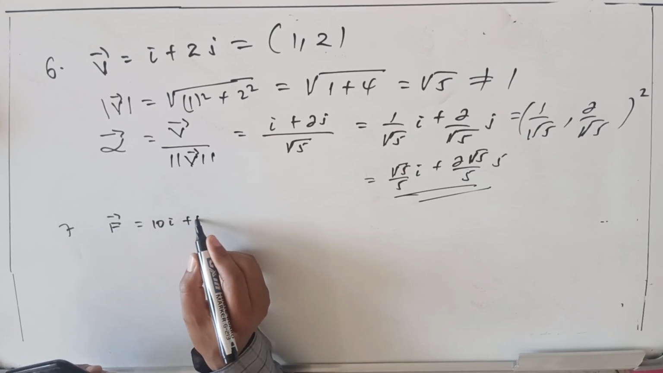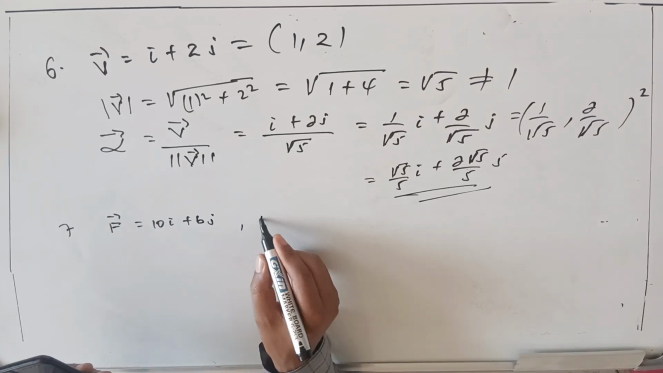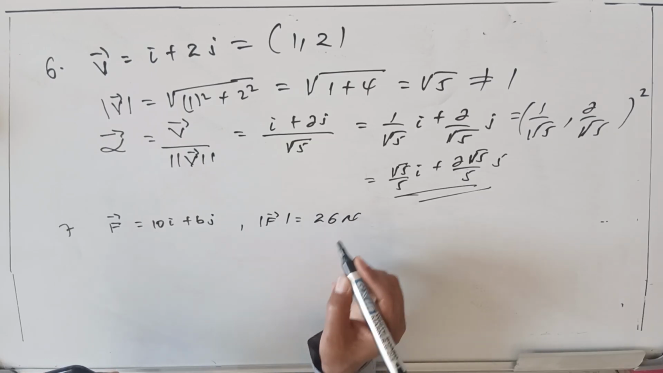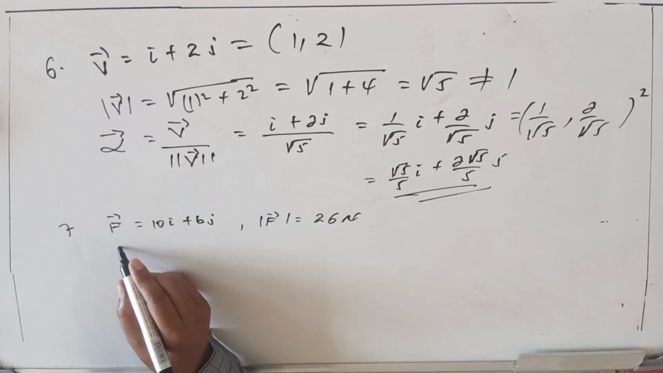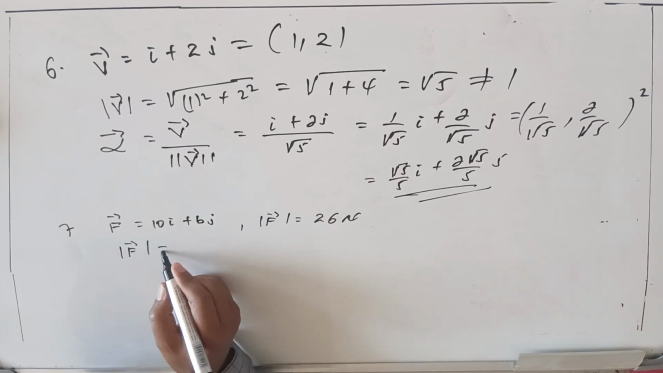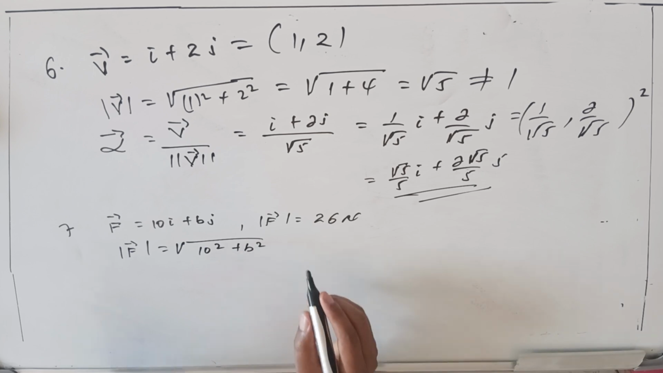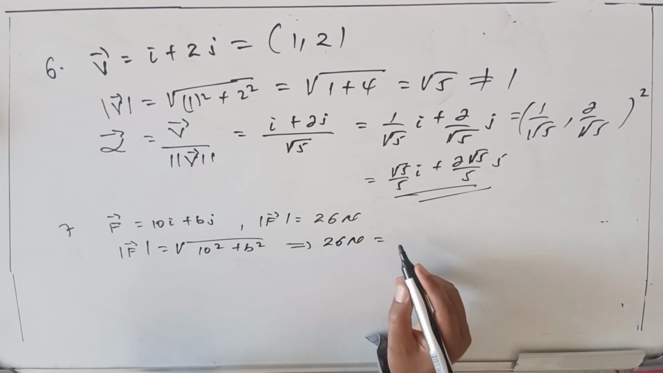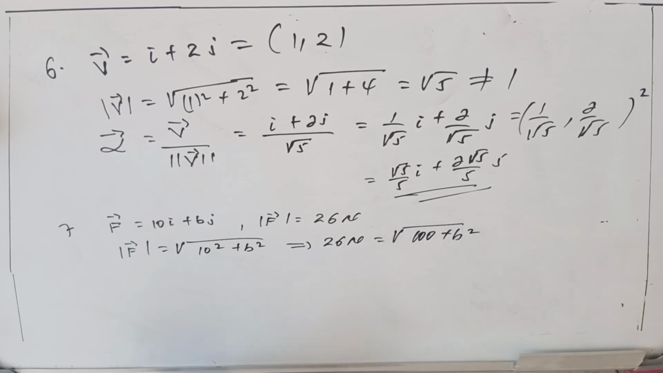A certain force is expressed as force is equal to 10i plus bj. If the magnitude of the force, that is the norm of the force, is equal to 26 Newton, what is the value of b? So to find the norm of this force vector, it is equal to square root of 10 square plus b square. It's given that 26 Newton is equal to square root of 100 plus b square.